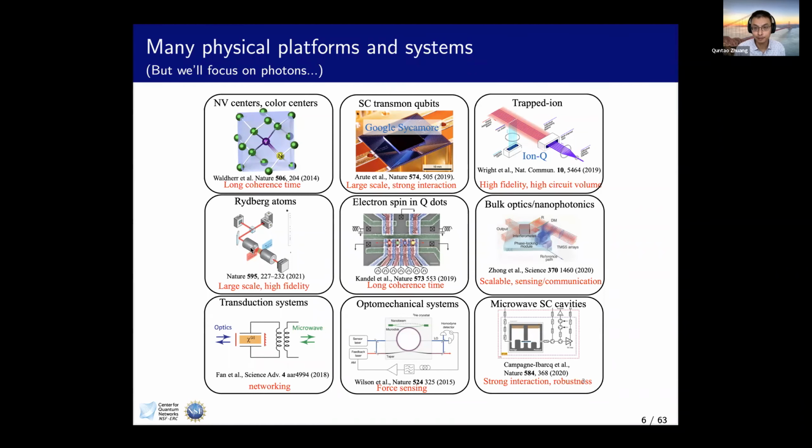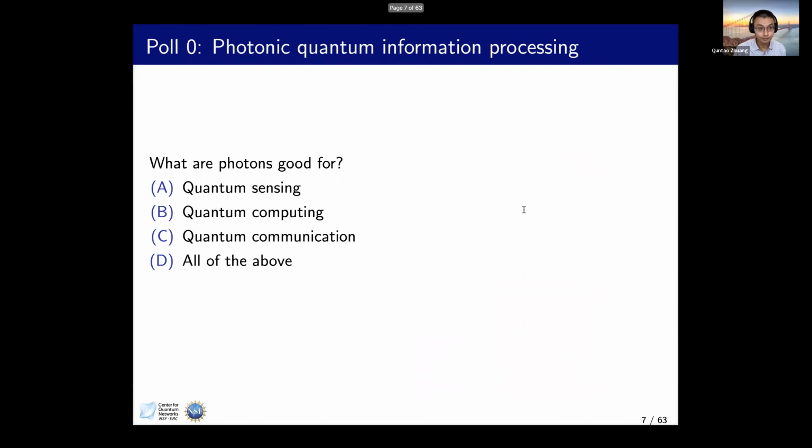In this quantum networking case, we are mostly focused on a few of them. For example, transduction systems that go between optics and microwave cavities, which are good for computing. And bulk optics and nanophotonics are the most important ones for networking, because only light can travel at the speed of light and reach different places on Earth quickly.